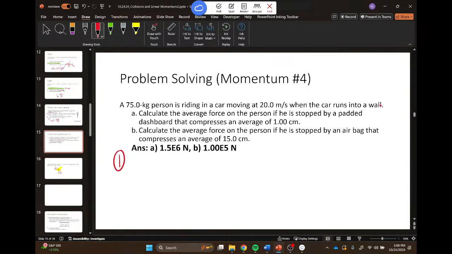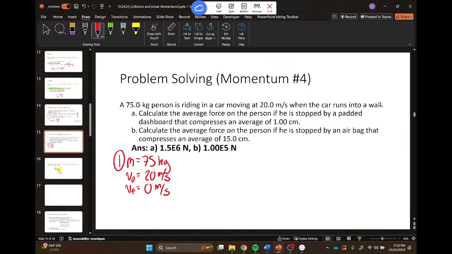So, first step is what's given. We have a mass of 75 kilograms. We have an initial velocity of 20 meters per second. And we have a final velocity of 0, because you hit a wall, you stop. It also says they stop.